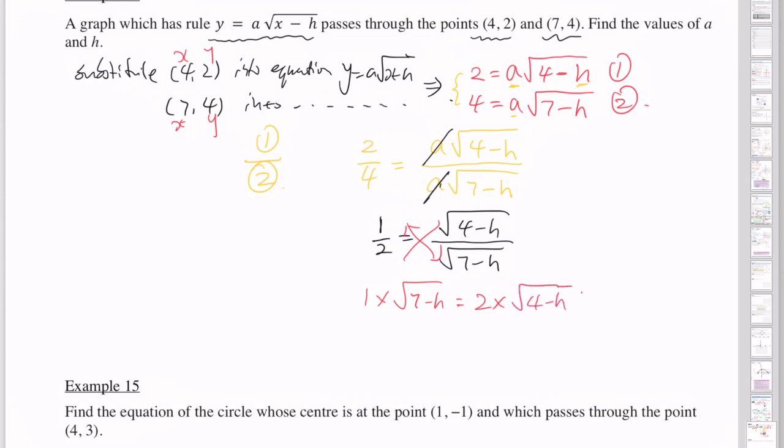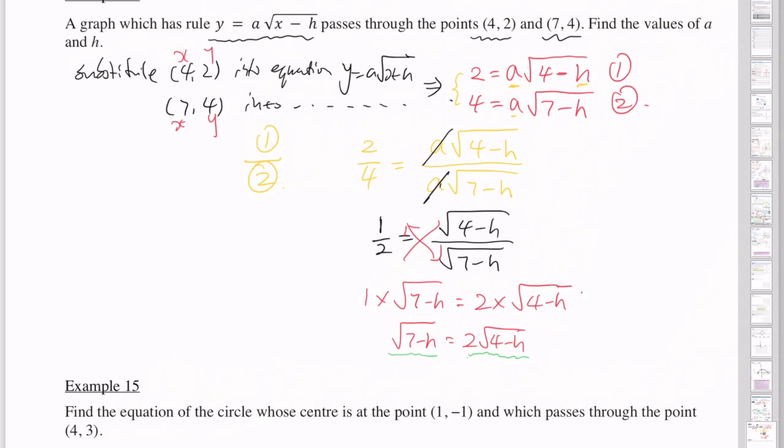Alright, and then simplify, that will give me 7 square root h equal to 2 square root 4 minus h. Okay, so to cancel out the square root, we need to square, because this is an equation. My left hand side is 7 square root 7 minus h. However, my right hand side is 2 times square root 4 minus h.